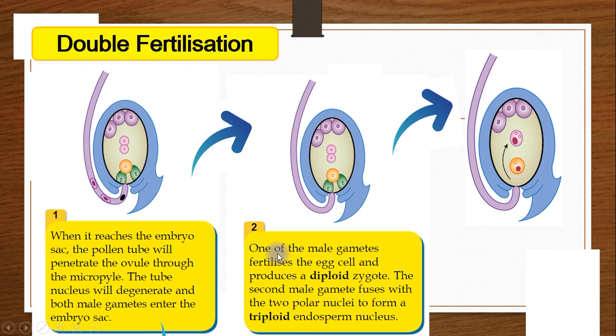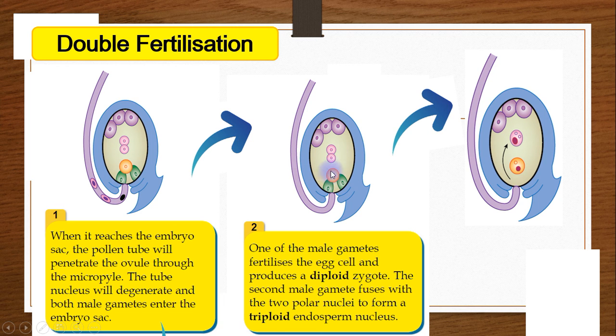One of the male gametes will fertilize the egg cell and produce a diploid zygote. So what happened here? Two male gametes enter into the embryo sac, and one of them will fertilize the egg cell. Which one is the egg cell? This is the egg cell. The male gamete that enters the embryo sac will fertilize the egg cell here.